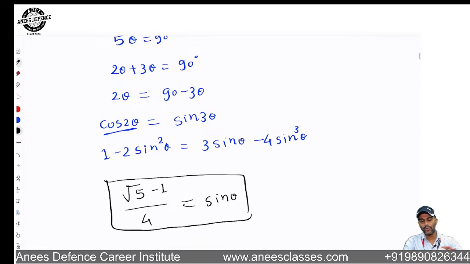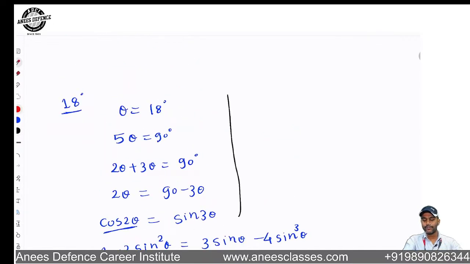The other method could be, I could have written 3 theta is equal to 90 minus 2 theta. Yes or no? And here you can apply sine. So what you'll get? This would be cos 2 theta, and here sine 3 theta. Again the same formula. Sine 3 theta is, and what is the formula you are supposed to use? 1 minus 2 sine square. Is there any doubt? Understood?